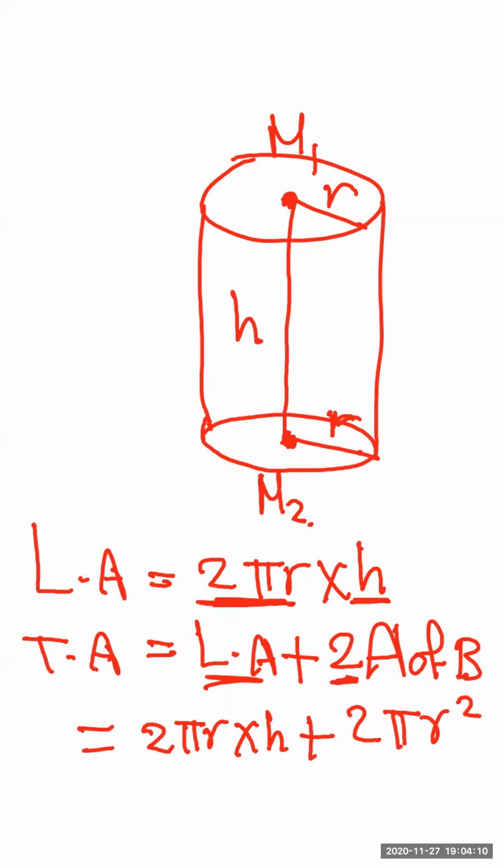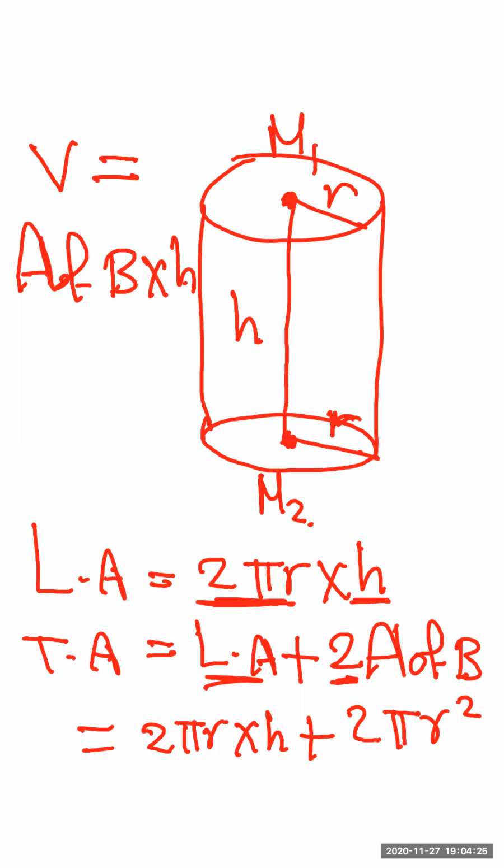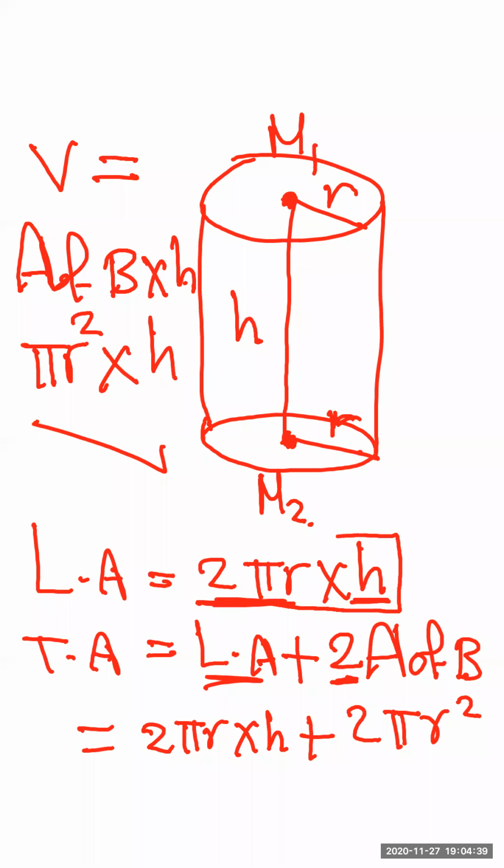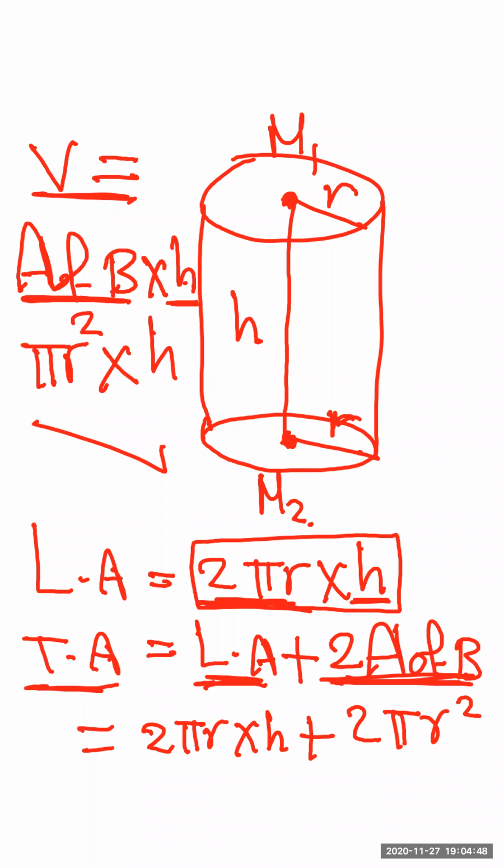That's it. Then the last one is the volume. Volume equals the area of the base times height. Area of the base means pi r squared times height, which is h. That's it. So I have to memorize these rules. First one, lateral area, 2 pi r times h. Total area, lateral area plus twice the area of the base. Volume, area of the base times height. Now it's clear, guys? Mister, can you repeat the volume again?